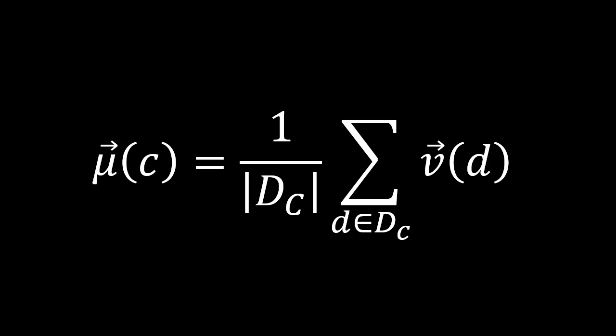The centroid of class C is computed as the vector average or center of mass of its members, with the equation shown, where D subscript C is the set of documents in set D whose class is C. D is a member of that set of documents, and the normalized vector of that document is represented by vector VD.